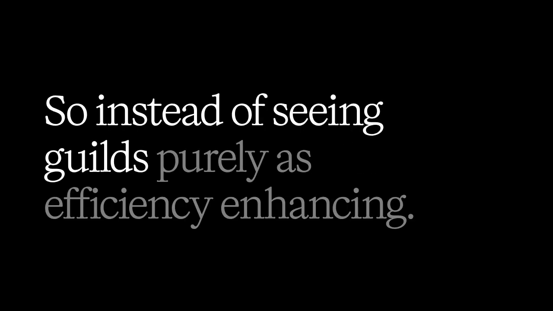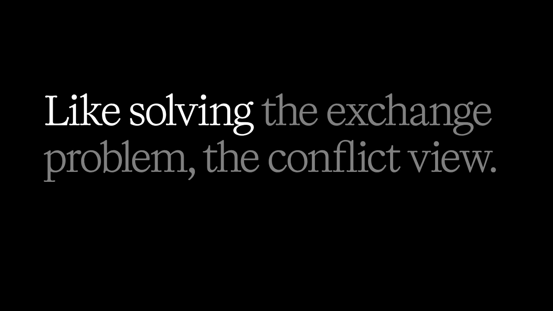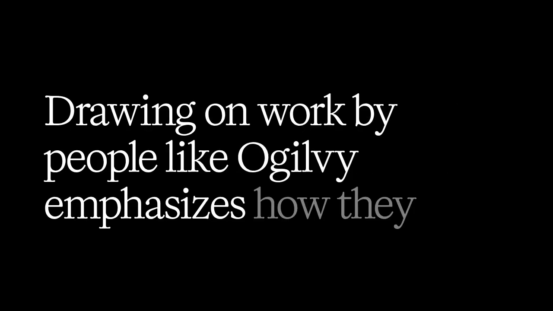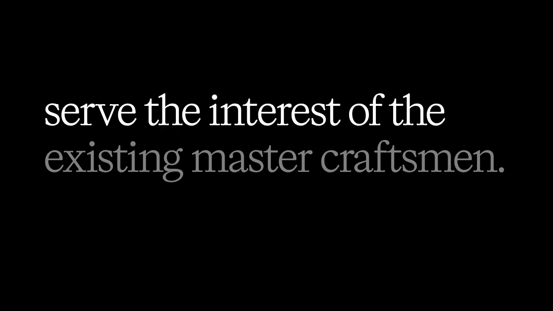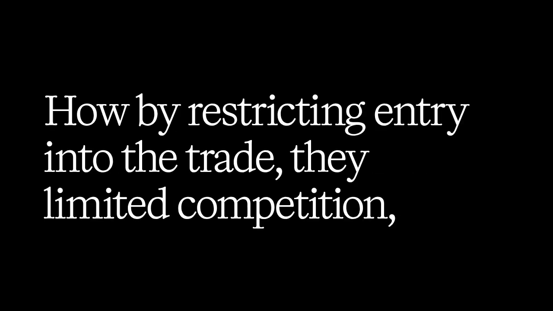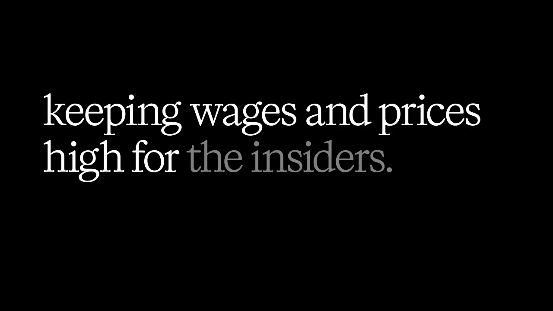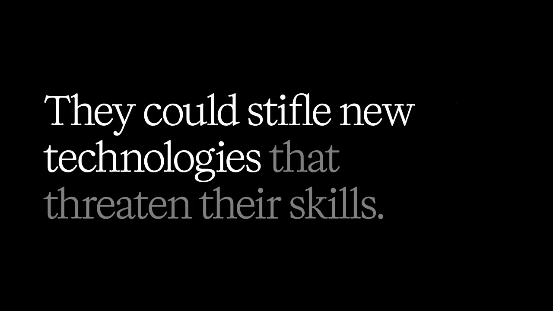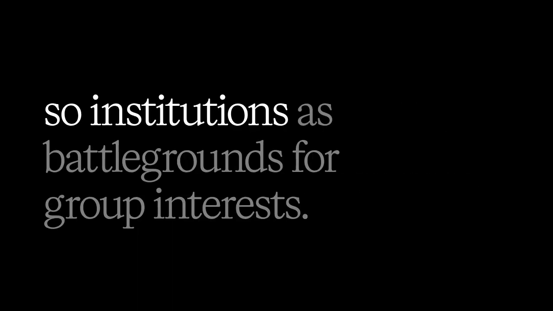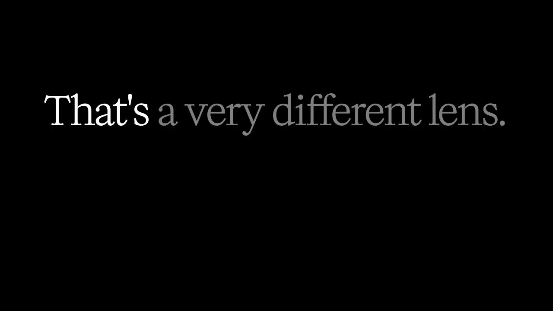So instead of seeing guilds purely as efficiency enhancing, like solving the exchange problem, the conflict view, drawing on work by people like Ogilvie, emphasizes how they serve the interests of the existing master craftsmen. How? By restricting entry into the trade, they limited competition, keeping wages and prices high for the insiders. They could stifle new technologies that threaten their skills. They often excluded women, minorities, or migrants. These rules benefited the powerful guild members, even if they arguably held back overall innovation and economic dynamism. So institutions as battlegrounds for group interests. That's a very different lens.